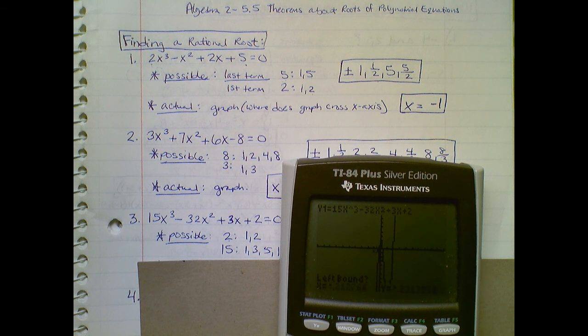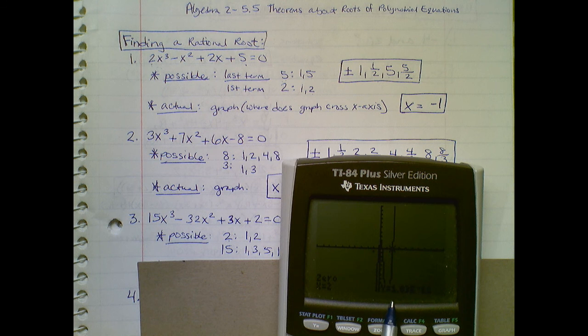And we have to go to second trace again, but now we want to find this one. So we go to the left of it, which would be up here, click enter, go to the right of it, which would be down here, click enter again, and then it's 0.3 repeating or 1/3. And then we have to do second trace one more time, go to that 0 again, we go to the left of it, so down here would be to the left of that solution, go to the right of it, which would be up there, click enter, enter. And our last one is 2.